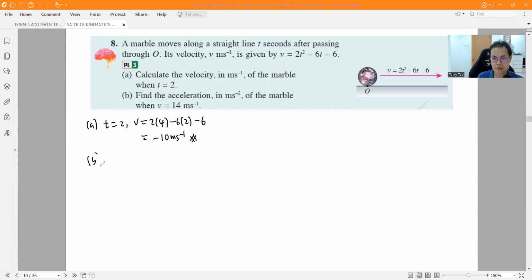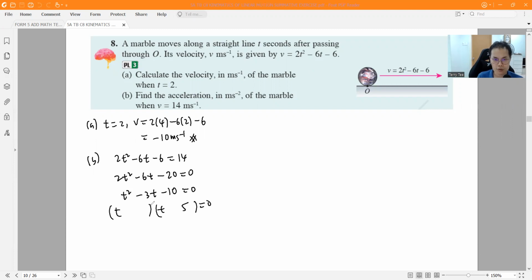Part B, find the acceleration when v is 14. We take our v here and let it be 14. Bring to the left, 2t squared plus 6t minus 20 equals 0. I think we can divide by 2 to make the number smaller. The factors of 10 should be 5 and 2, 5 times 2 gives us 10.